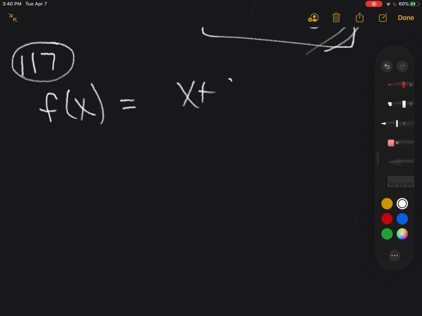All right, now we're down to 117, our last problem. I hope this has been helpful to you guys.